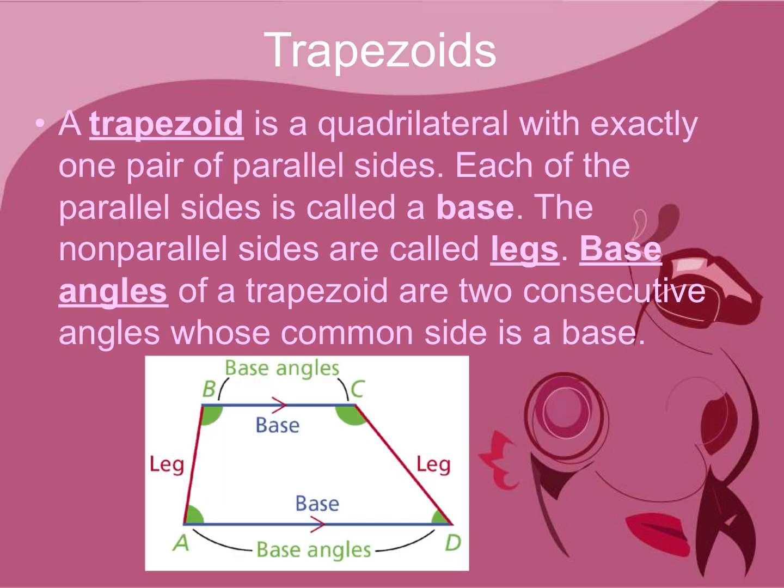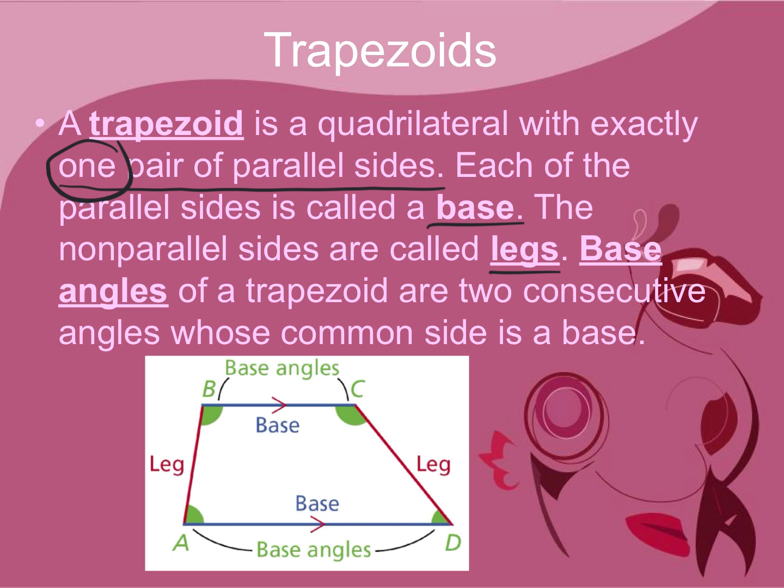A trapezoid is a quadrilateral with exactly how many pairs of parallel sides? 1. Circle that 1. It's no longer 2. We're not dealing with parallelograms. Each of the parallel sides is called a base, and the non-parallel sides are called the legs.